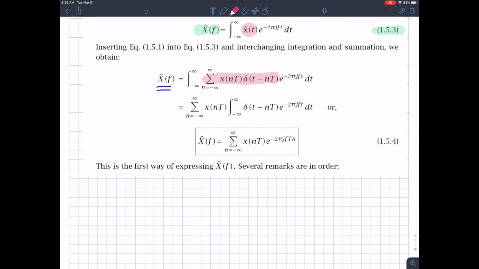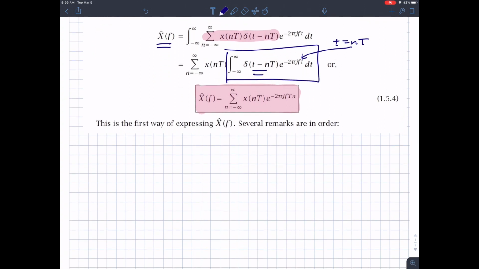And we end up with this integral here that is actually pretty easy to work because of the sampling property of the impulse function. To do that integral, you just plug in t equals nT into the rest of the integrand. What that leaves you with is essentially our definition of the discrete time Fourier transform. I say essentially because the notation is slightly different.